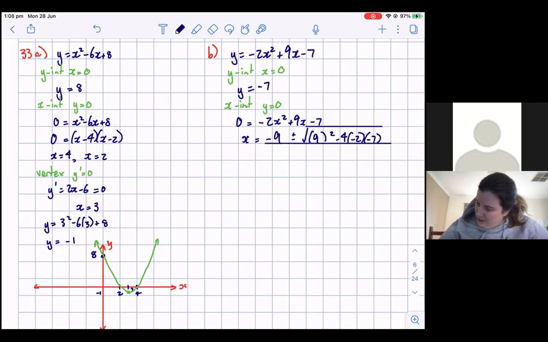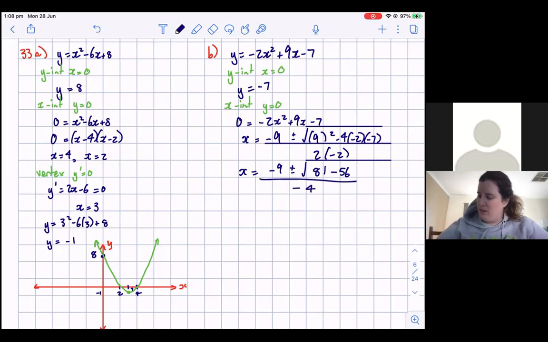Over 2 times a, negative 2. So we've got x equals minus 9 plus minus the square root of 81, take 8 times 7, 56, take 56, all over negative 4. 81 take 56. Really wish I had a calculator. I might just go over to Officeworks.